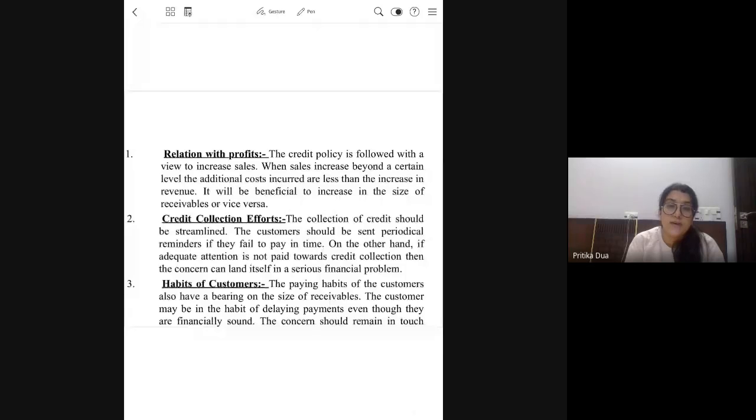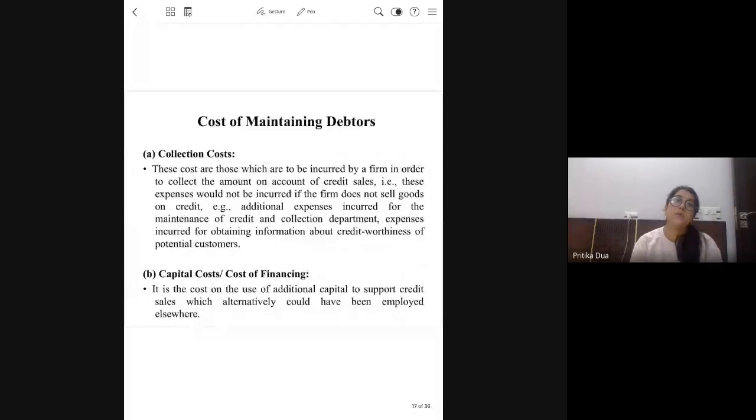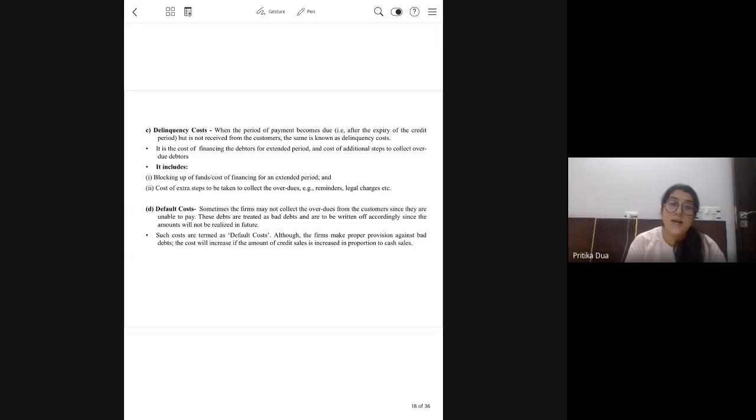Then cost of maintaining debtors. As I told you, what is the cost of receivable? First is the collection cost. Second is the cost of financing, so opportunity cost involved in maintaining debtors. Then third term is delinquency cost.